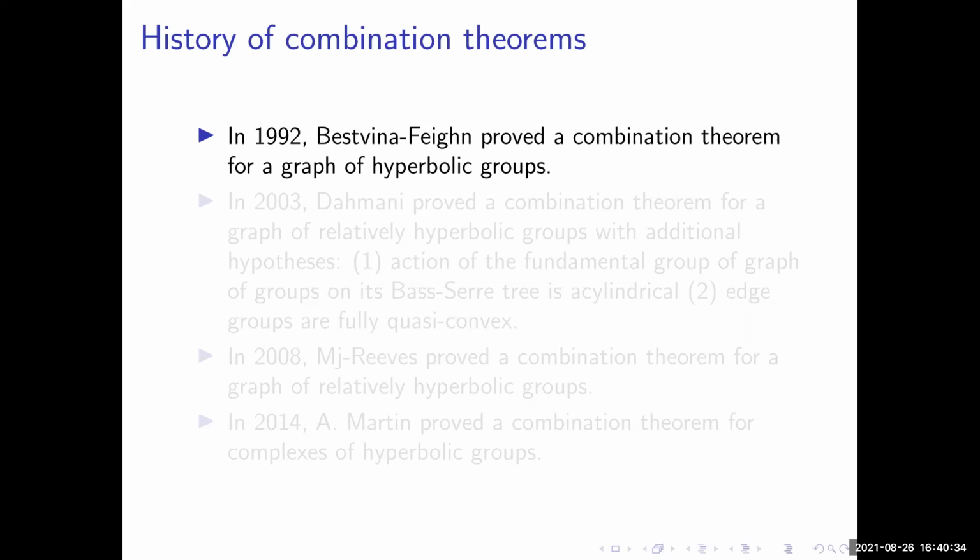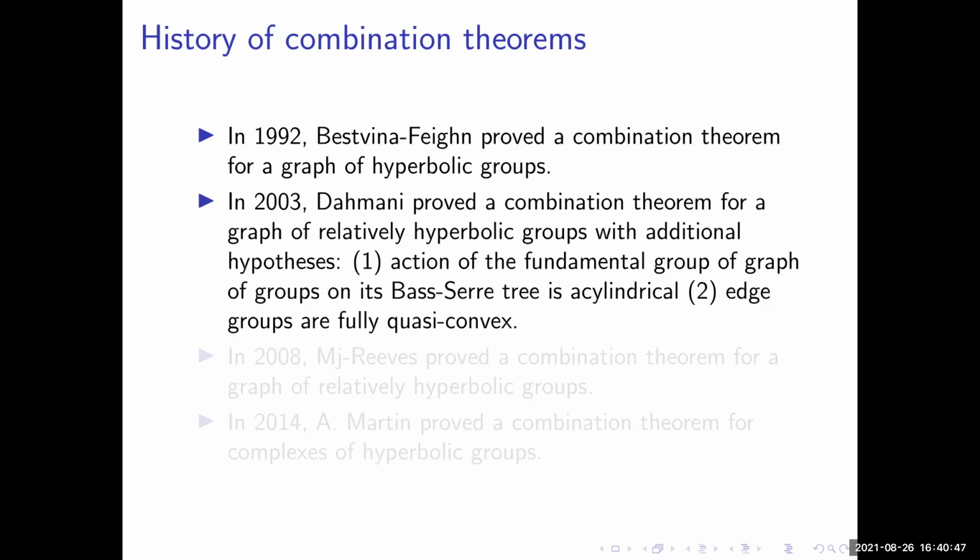Now I'm going to give some history of the combination theorem for graphs of hyperbolic groups. Later in 2003, Dahmani proved a combination theorem when the action of the fundamental group of the given graph of groups on its Bass-Serre tree is acylindrical, and the second condition is that the edge groups should be fully quasi-convex in the adjacent vertex groups.